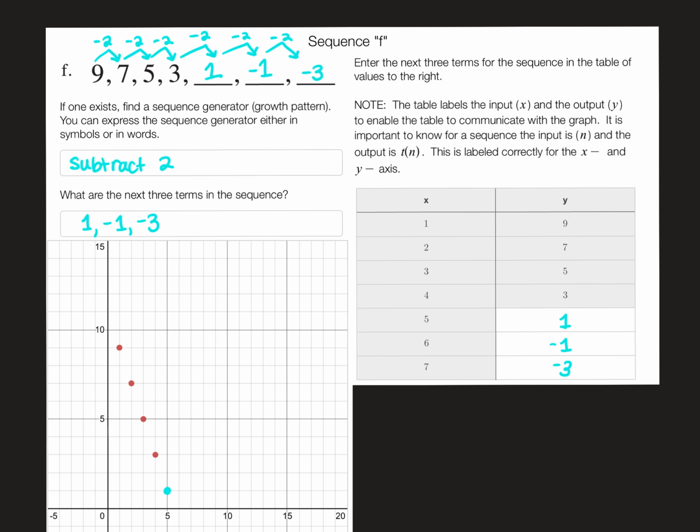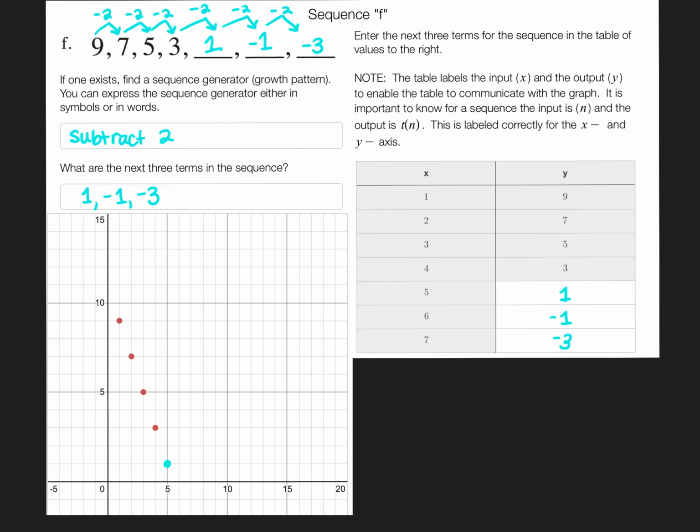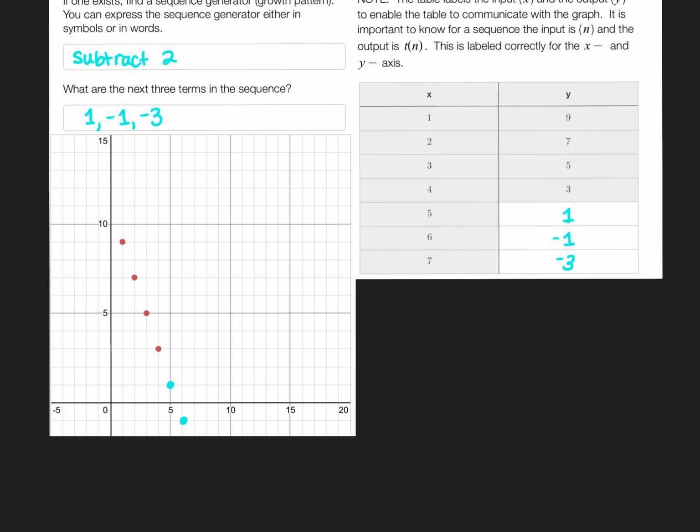6, -1, and it looks like I'm gonna run out of room. So move this up a little bit. There we go. So 6, -1 would be right here. And then 7, -3 is just going to be off of my picture a little bit, but I think it should work on your graph. This one is definitely looking like it's linear again.